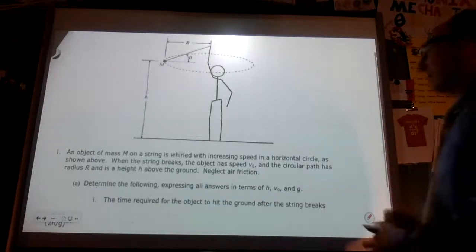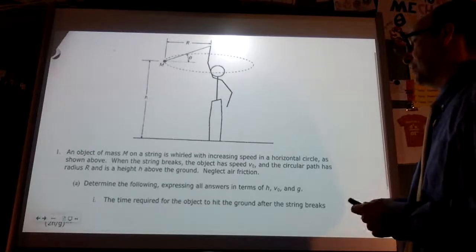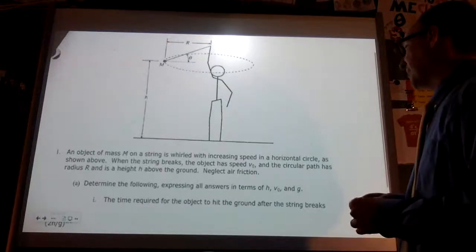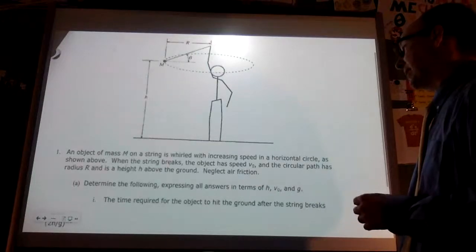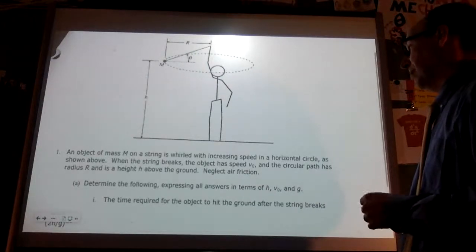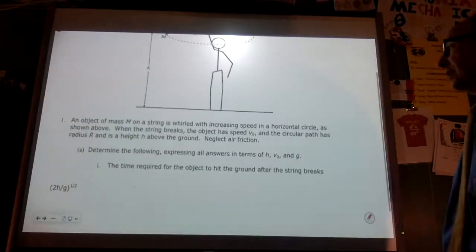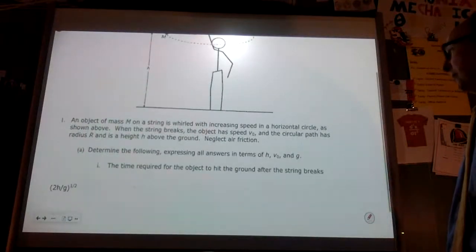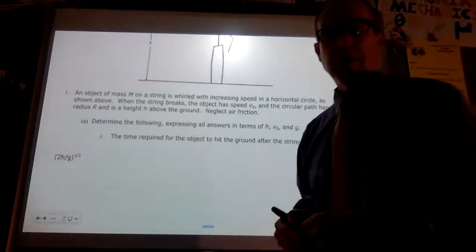All right, an object of mass m on a string is whirled with an increasing speed in a horizontal circle as shown above. When the string breaks, the object has a speed of v naught, and the circular path has a radius r and a height h above the ground. Neglect air friction. Determine the following, expressing all answers in terms of h, v naught, v, and g. The time required for the object to hit the ground after the string breaks. This is going to be a horizontal launch problem.